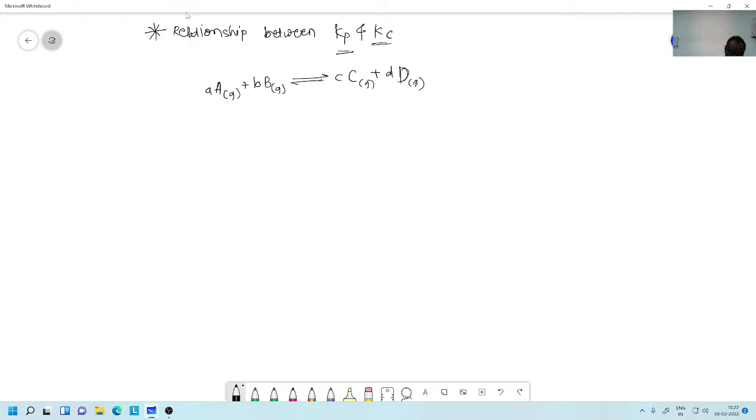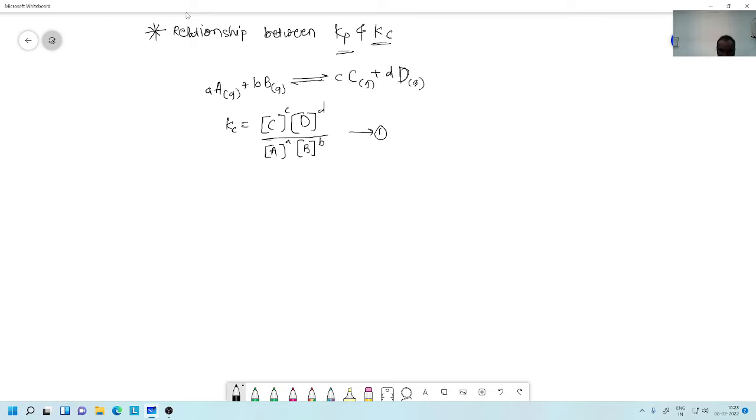Now we know how to write the equilibrium constant for this reaction, that is Kc is equal to product divided by reactant, raised to the power of the number of moles. Here the products are concentration of C raised to the power c multiplied by concentration of D raised to d, divided by the reactants, concentration of A raised to a, concentration of B raised to b. Right, we know that. Now let's consider this as equation number 1.